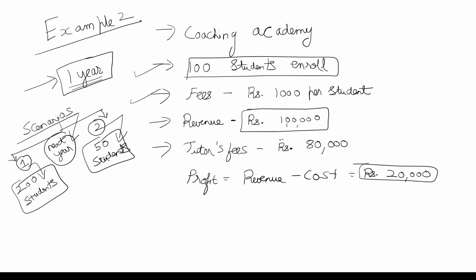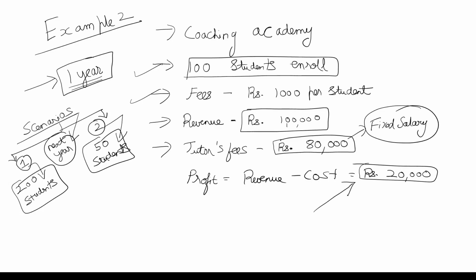Let's say that the teacher is offered a fixed salary of 80,000. Great. Now, the profit as of now is 20,000. I'm going to go to scenario 1, and in scenario 1, let us see what is going to be the profit.